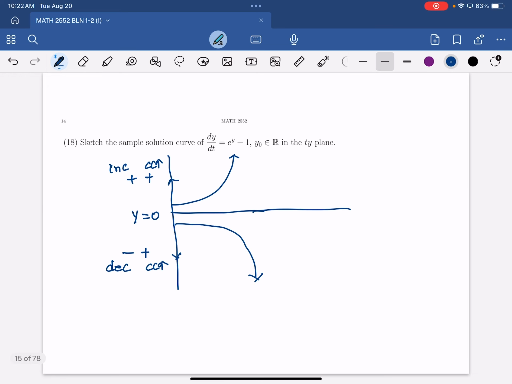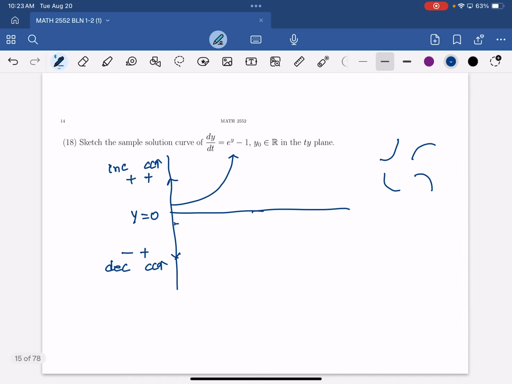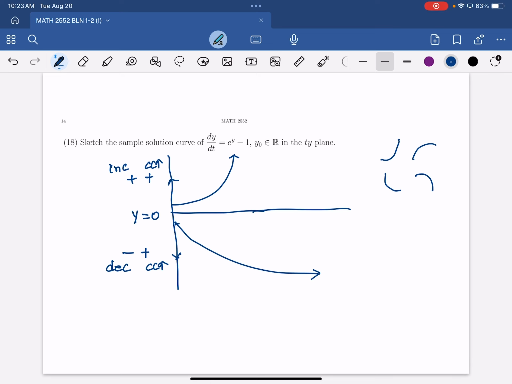So how does concave up look like? Decreasing and concave up, how does that look like? I have four cases, right? Increasing and concave up, increasing and concave down, decreasing and concave up, decreasing and concave down. So how would it look like? It would look like something like that. Do you agree with me on that?